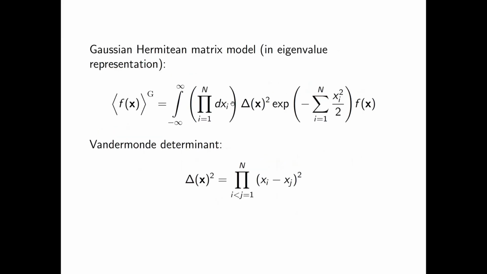So now let's go to the matrix model. The Gaussian matrix model is an integral, almost the same integral, but now it has many variables and it has this van der Monde determinant, which comes from going from an actual matrix integral to its eigenvalues. So this is a Jacobian of this transformation. And we compute expectation values of a function f.